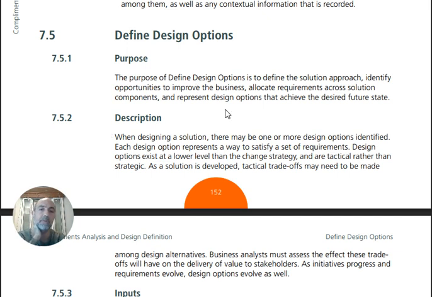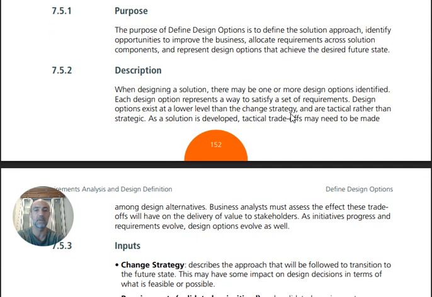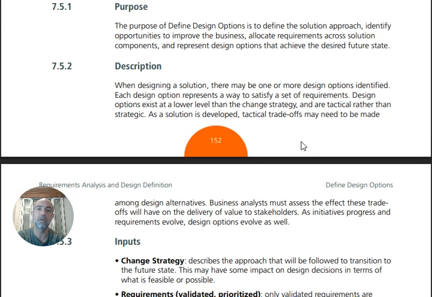So what's the purpose? The purpose of define design options is to define the solution approach, identify opportunities to improve the business, allocate requirements, components and represent design options and achieve the desired future state. In the description, when designing a solution, there may be more than one design option identified. Oh my God, more than one thing that we need to look at in business analysis? Never. Each design option represents a way to satisfy a set of requirements.